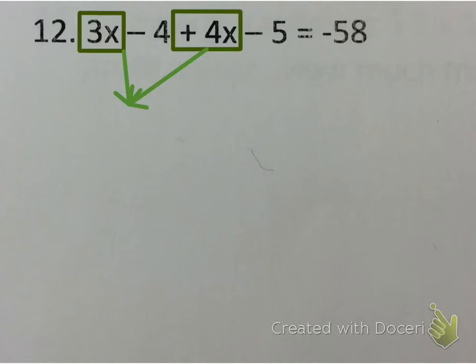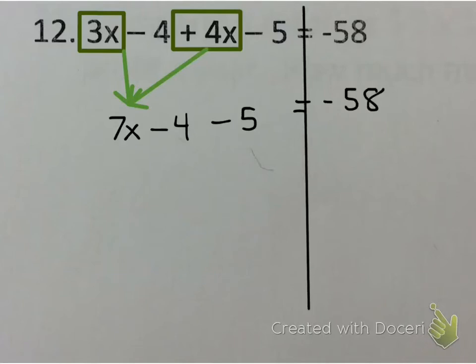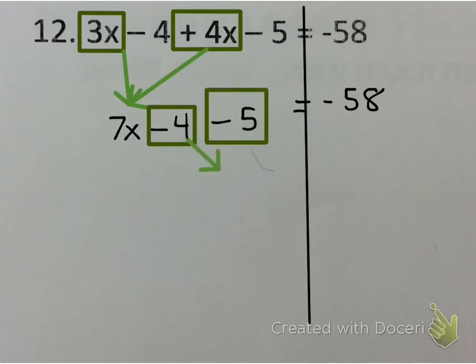Here, I've already done that. So that was the problem, 3x minus 4. So right away, that becomes 3x plus 4x equals 7x. Recopy. Minus 4. Minus 5 equals negative 58. I'll draw my line for people who like this on the equal signs. So now, let me combine these two numbers. Negative 4, we can combine them. That's combining like terms. Negative 4 minus 5 equals minus 9. So 7x minus 9 equals negative 58.